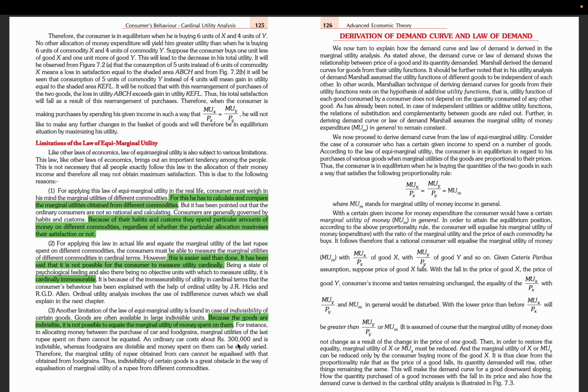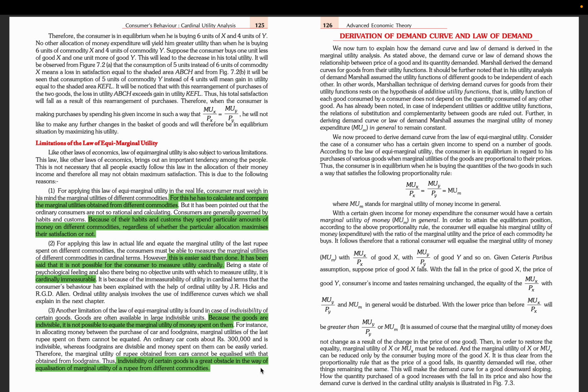A wonderful example here: an ordinary car costs about 300,000 and is indivisible, whereas food grains are divisible and money spent on them can be easily varied. Therefore, the marginal utility of a rupee obtained from cars cannot be equalized with that obtained from food grains. Thus, indivisibility of certain goods is a great obstacle in the way of equalization of the marginal utility of a rupee from different commodities, because equimarginal utility states that you have to equate the utility you've derived from the last rupee that you spent on that good.